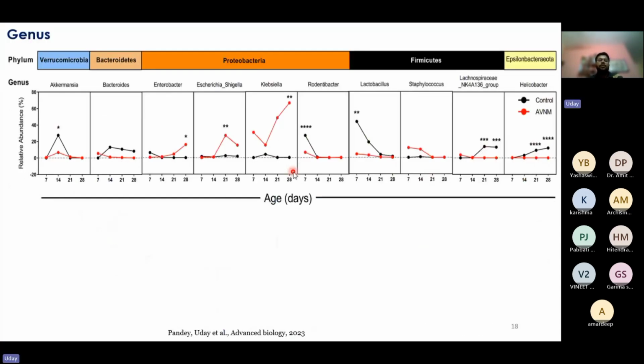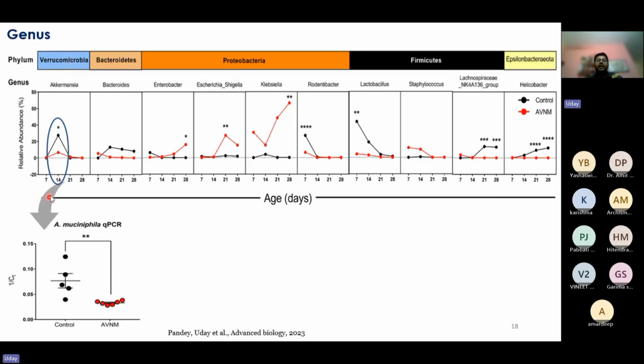So next, we collected the information from the top 10 genera and their corresponding bacterial phyla. And we found that at postnatal 14 day, there is a significant difference in the Akkermansia population. And this Akkermansia is coming from the Verrucomicrobia phylum.